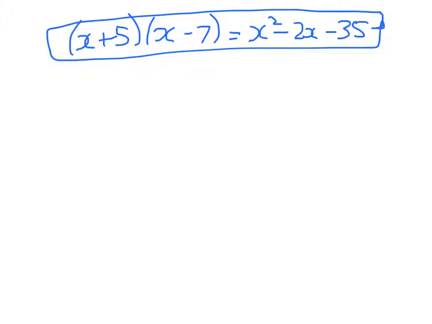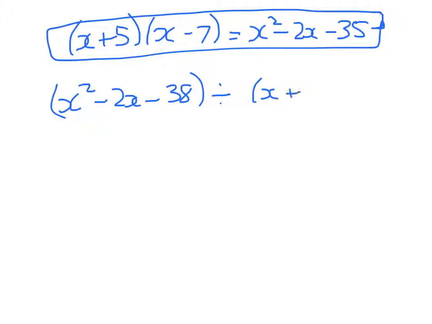So suppose for some odd reason I want to know what happens if I've got x squared minus 2x minus 38, and I want to divide that by x plus 5. So how do I do that? Well, we know because we've already factorised that it's going to be this thing up here less 3. But I'm going to show you a method to figure that out.